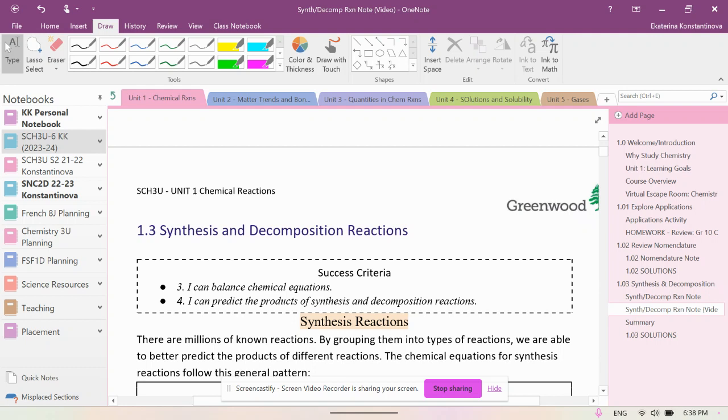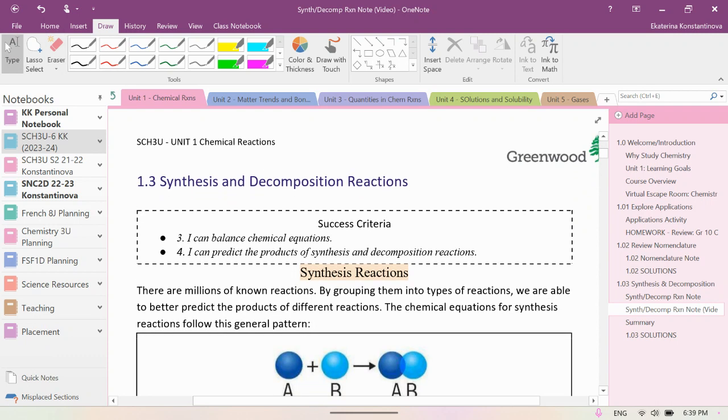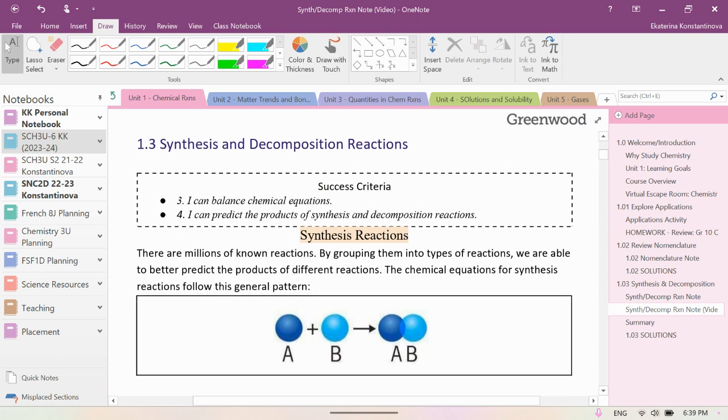Hi everyone. Today we're going to be talking about synthesis and decomposition reactions. This is a little bit of a review from last year, but in grade 11 we're going to dive a little bit deeper. So, there are millions of known reactions, so by grouping them into types of reactions, we're able to better predict the products of different reactions.